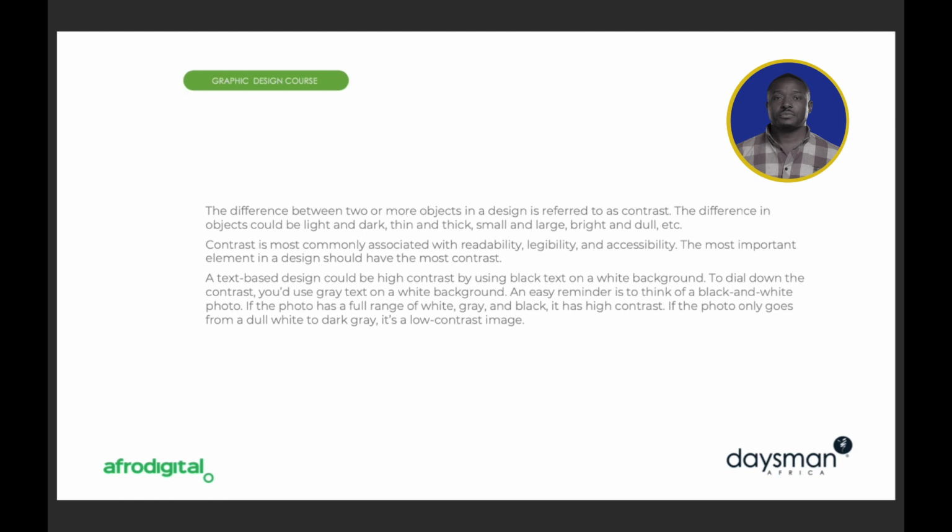A text-based design could be high contrast by using black text on a white background. To dial down the contrast, you would use gray text on a white background. An easy reminder is to think of a black and white photo. If the photo has a full range of white, gray, and black, it has high contrast. If the photo only goes from a dull white to a dark gray, it's a low contrast image.